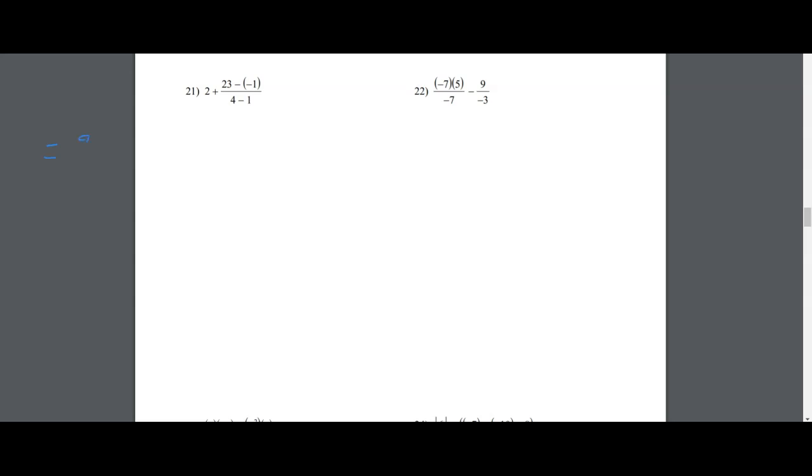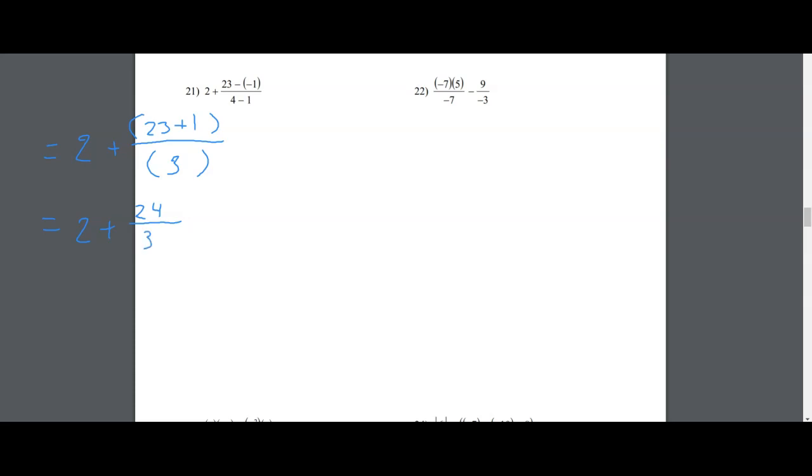So this is going to be equal to 2 plus what's in my numerator and what's left in my denominator. So in my numerator, I have 23 minus negative 1, which is really 23 plus 1. In my denominator, I think it's pretty clear 4 minus 1 is 3. Let's write one more line. In my numerator, that's 24. In my denominator, we have 3.